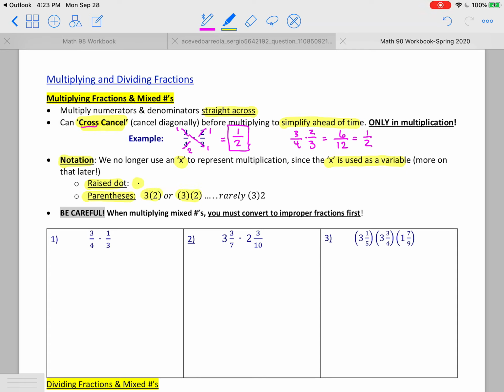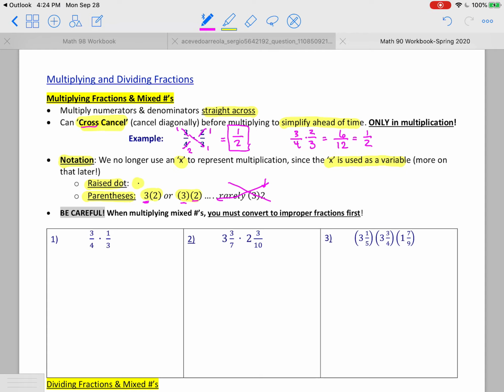And then parentheses. These two examples here first are the more highly accepted, where the first number is outside of parentheses, so it comes before the parentheses, as in 3 times the 2, or they can both be in parentheses. Rarely we see the number that's not in parentheses at the end. It's usually at the beginning. So I would say this is not one that you should use. Try not to use that notation.